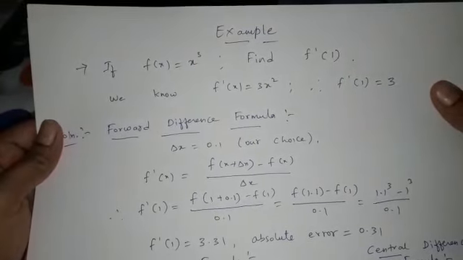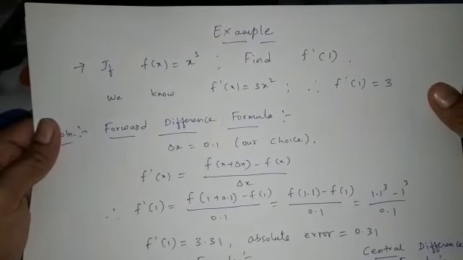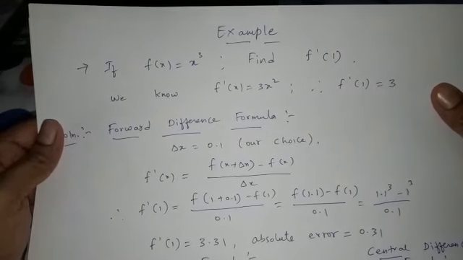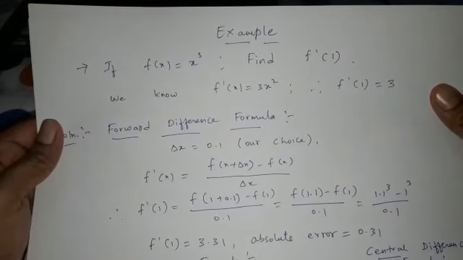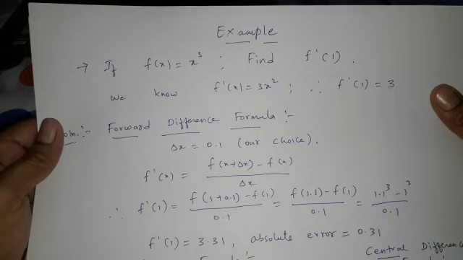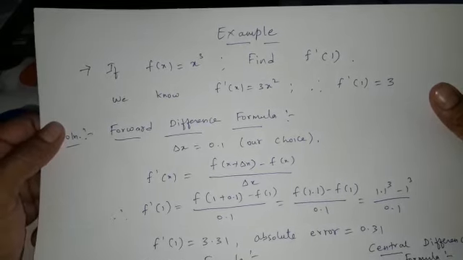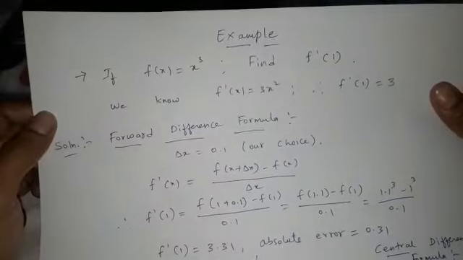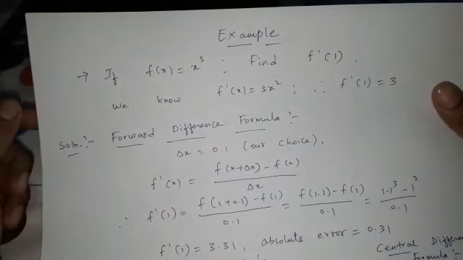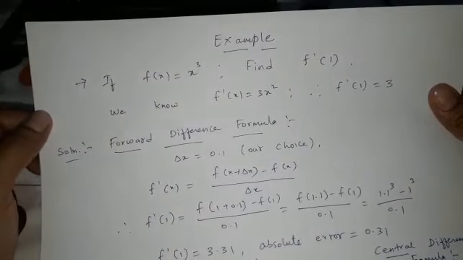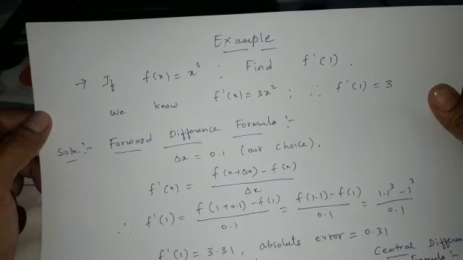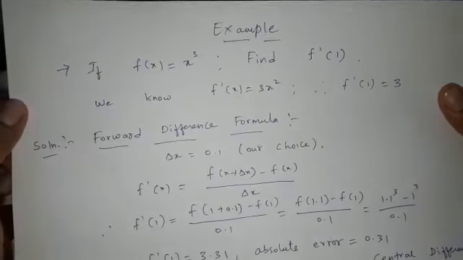Hello everyone. In the last class, we derived approximate formulae for the first and second derivative using Taylor series. Let's understand them better using some examples. The first example is very simple. Let's see what it is. If f of x is equal to x cube, find f dash of 1.